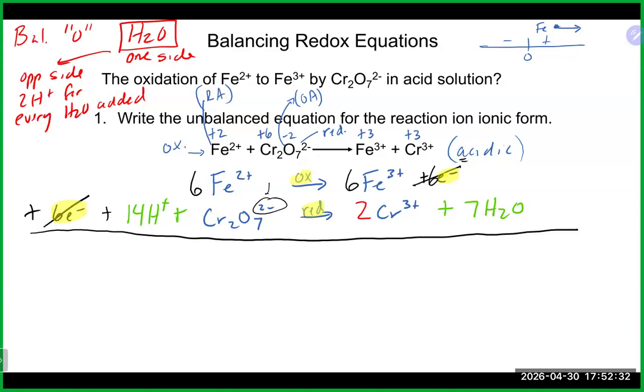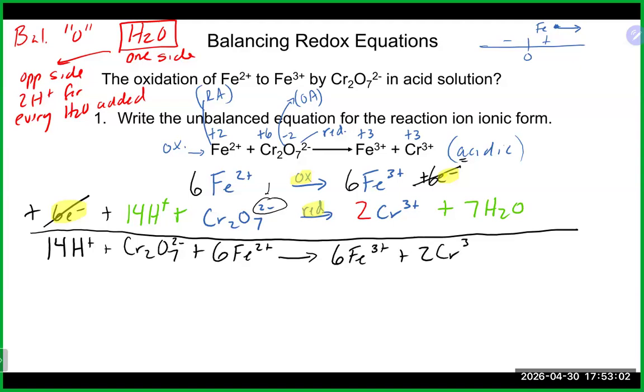At this point, you could also look for other things that may cancel out or reduce down. In this particular case, there is nothing else. So everything on the left-hand side stays there: 14 hydrogens plus a Cr2O7 2 minus, plus 6 of the irons. Those go to 6 iron 3s on the other side, a couple of chromiums, and 7 waters.